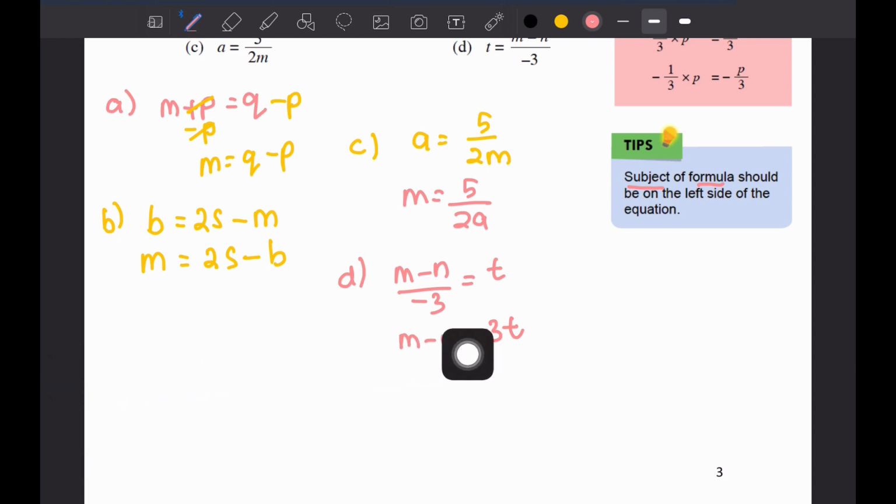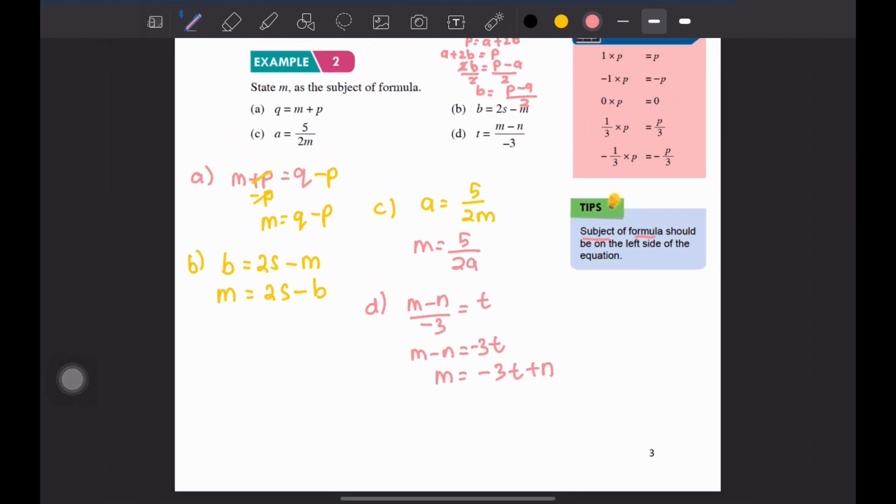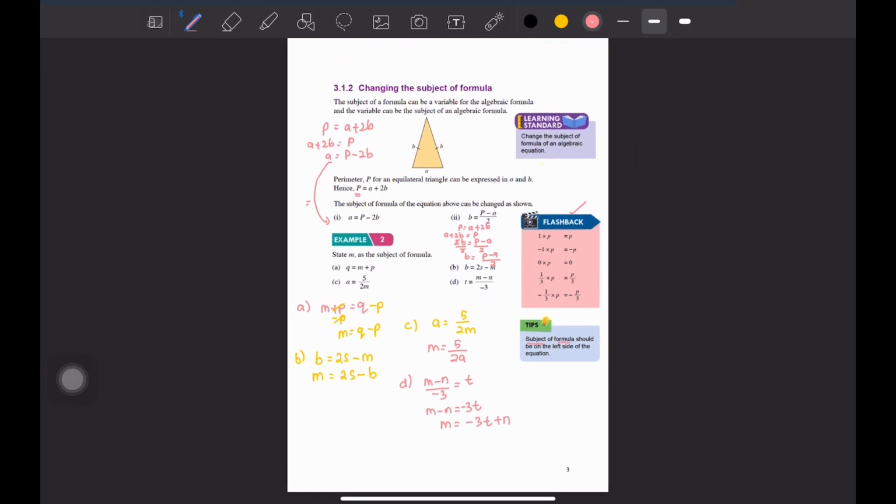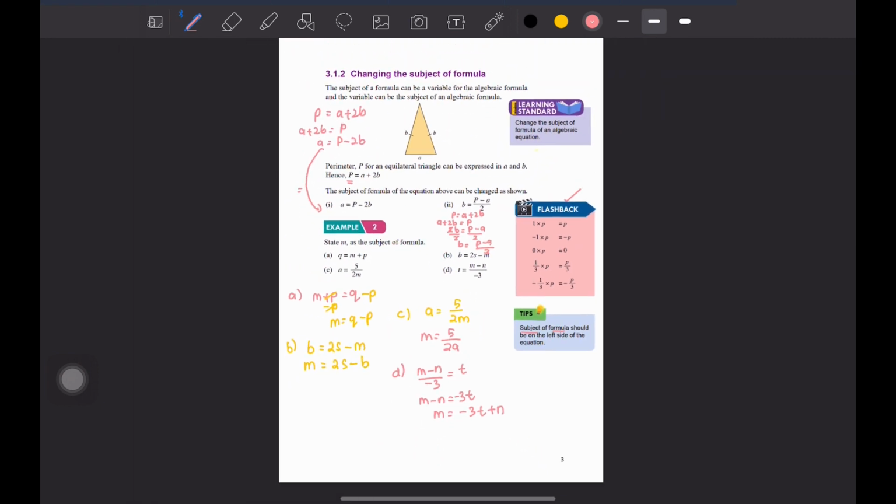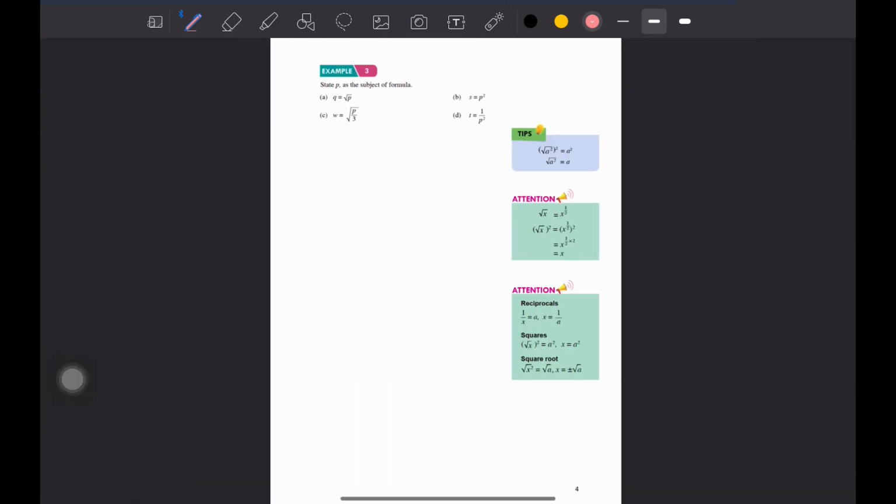So, setiap kali dia bergerak, satu operasi saja yang boleh berubah. So ini tadi bahagi kan, pindah ke sebelah jadi darab. Maksudnya dengan negatif-negatif sekali kita bawa ke sebelah. Next kita nak M sahaja. So we move negative N to the next side. So M is equals to negative 3T plus N. So I hope everything is clear for this example. Okay, let's move to the next one.